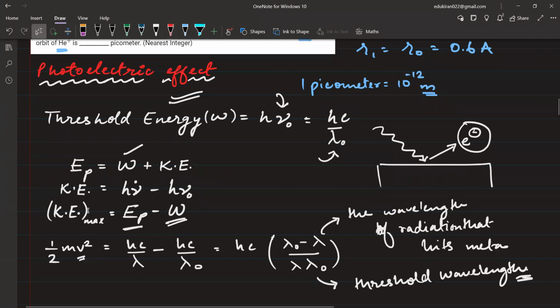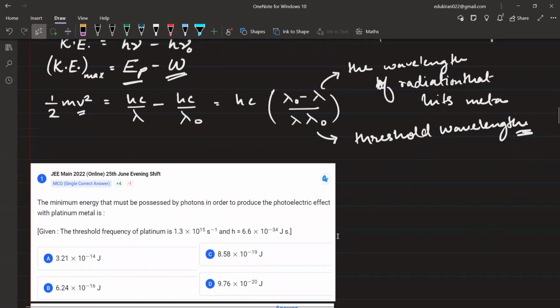Okay, I hope you are done writing this down. Write this question now. This is easy. The minimum energy that must be possessed by photons in order to produce the photoelectric effect with platinum metal. The threshold frequency of platinum is this much. They have given the threshold frequency. That means what they have given, h nu is given to you.